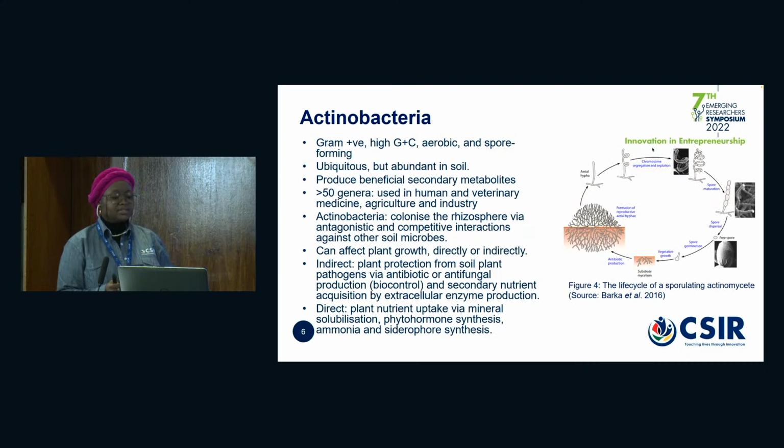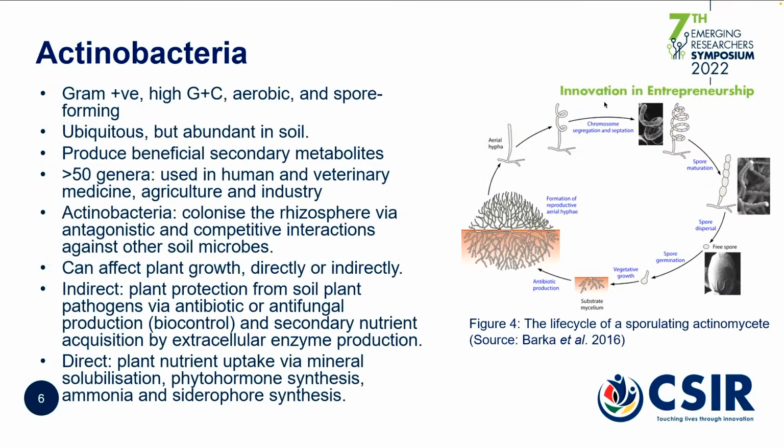Actinobacteria are gram-positive, spore-forming aerobic bacteria with high GC content. They represent the largest taxonomic group within the domain bacteria, and they are ubiquitous in nature, but are mostly found in soil. Actinobacteria produce beneficial secondary metabolites, with over 50 genera extensively explored for their therapeutic applications in human and veterinary medicines, and they're also used in the industry at large.